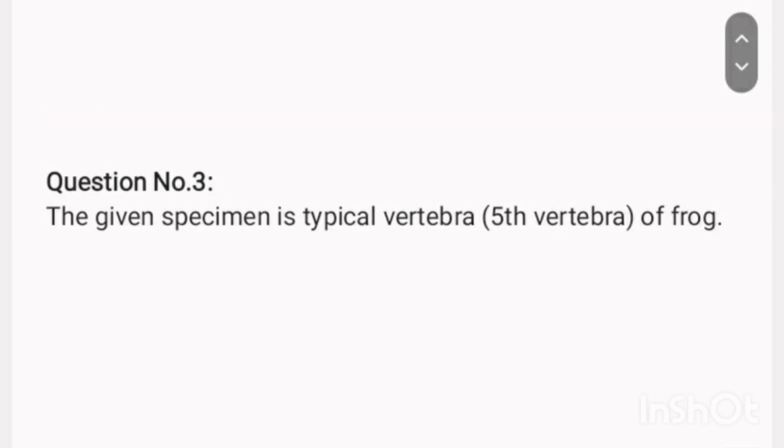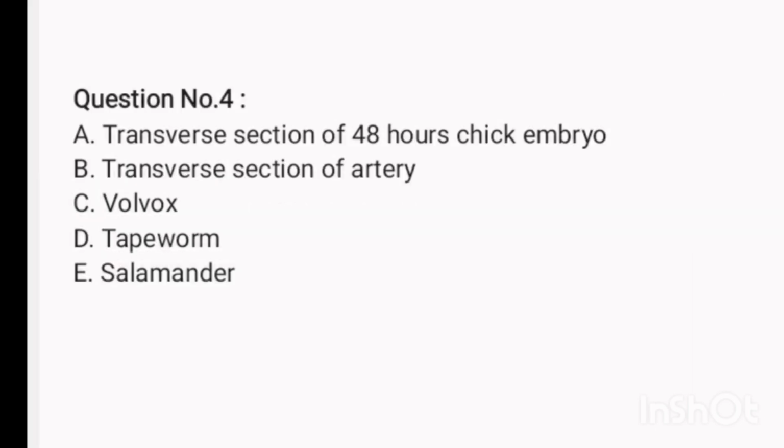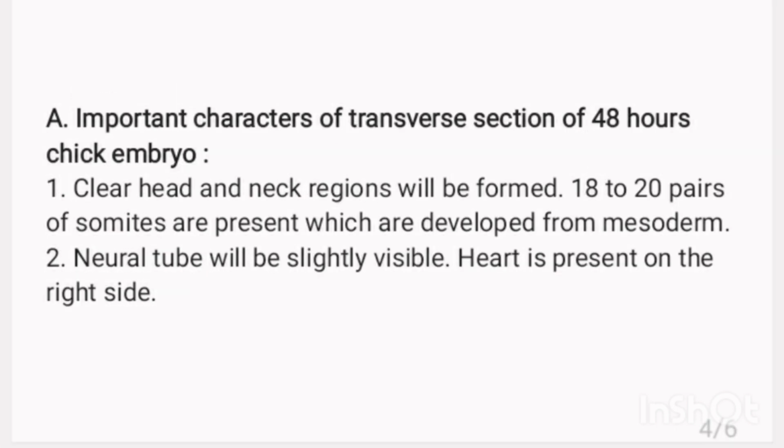Question number 3. The given specimen is typical vertebra of frog. Question number 4. A. Transverse section of 48 hours chick embryo. B. Transverse section of artery. C. Volvox. D. Tapeworm. E. Salamander.